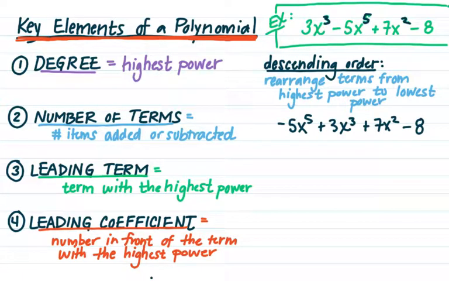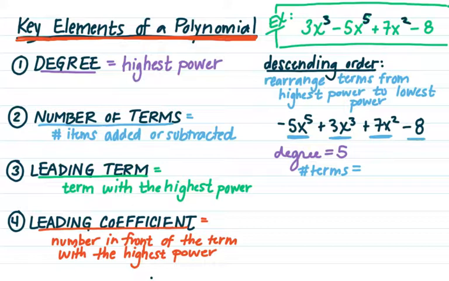There's no power there. So now we can go ahead and answer the question, what is the degree of this polynomial? Remember, the degree is the highest power. In this case it is 5. How many terms are there? So the number of terms, we'll just count how many things were added or subtracted. 1, 2, 3, 4 terms. Then they're going to ask what is the leading term.